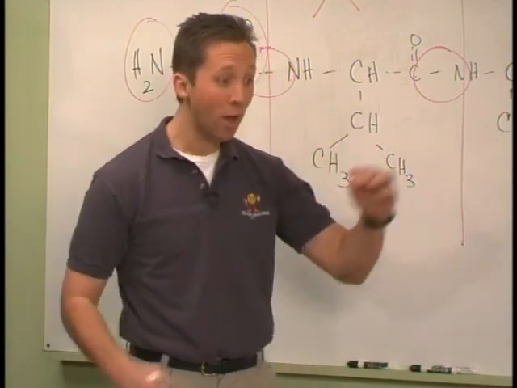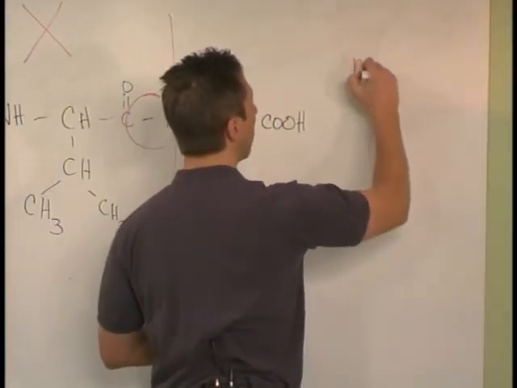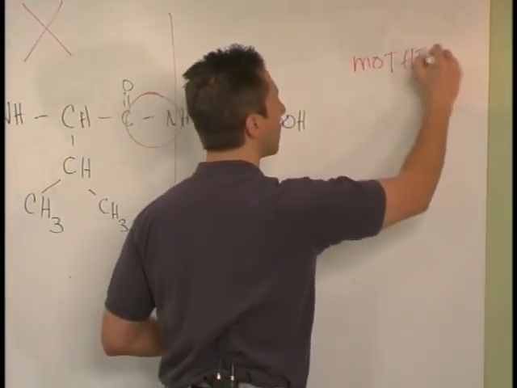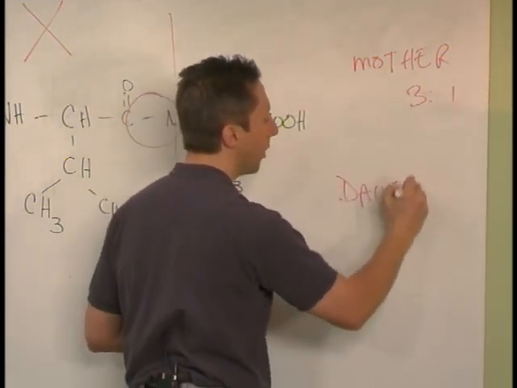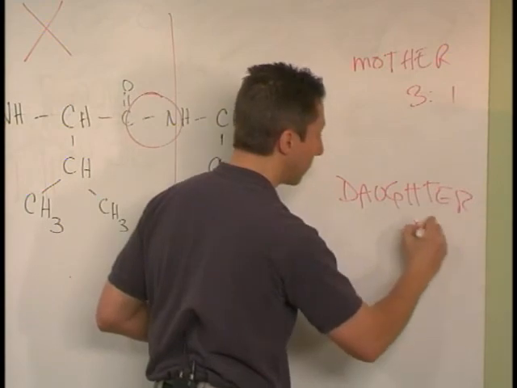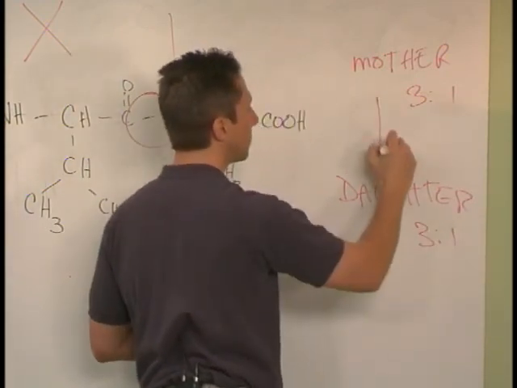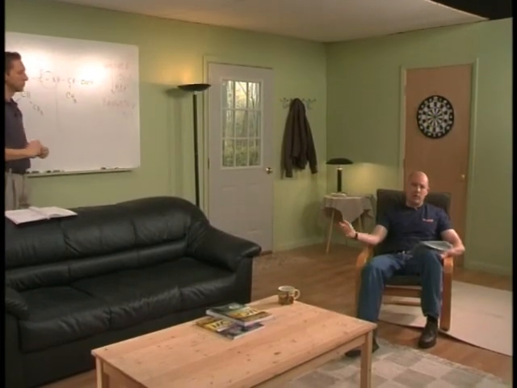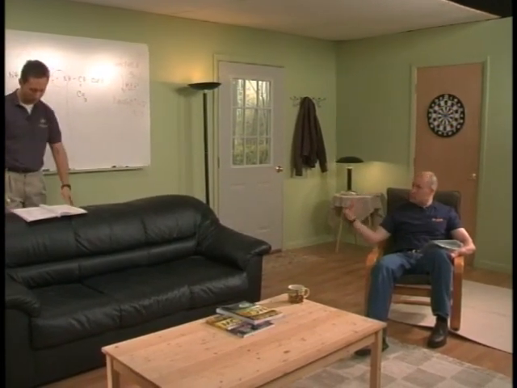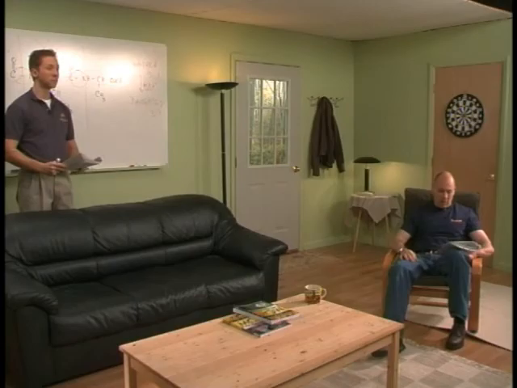So you're saying that if the mother strand has a 3:1 ratio, and you undergo replication, then the daughter strand is also going to have a 3:1 ratio. Right. And that's all the question is asking: when replication occurs, does the ratio of one nucleic acid to the other change? And of course not, because replication produces the exact same DNA molecule.